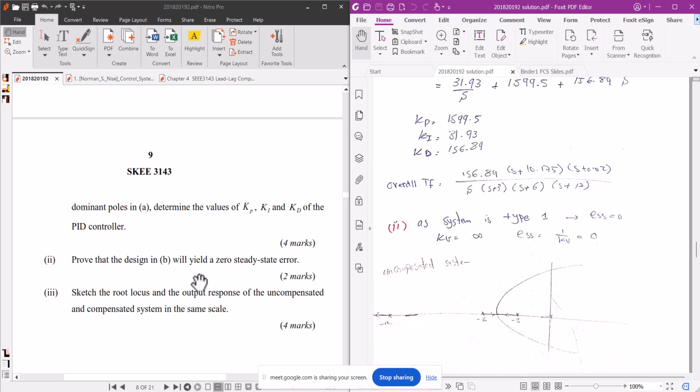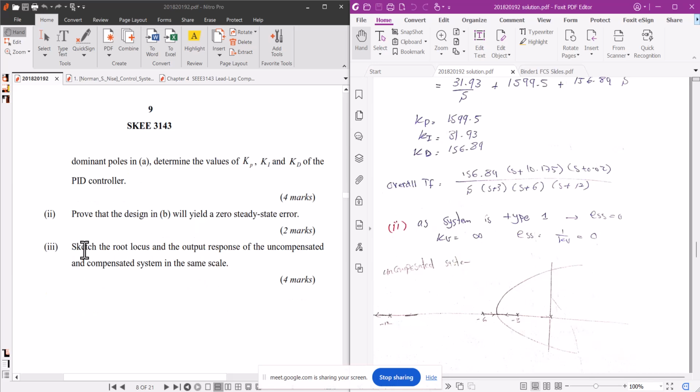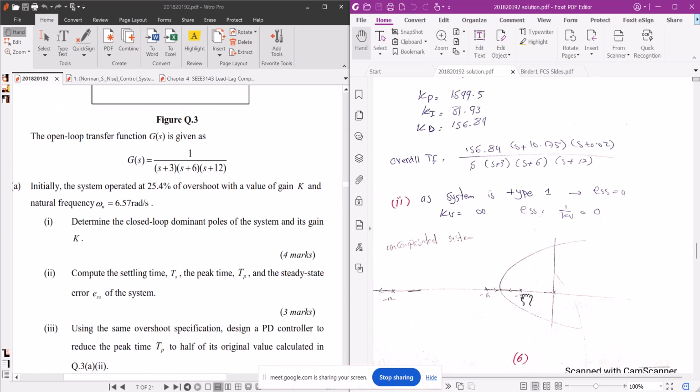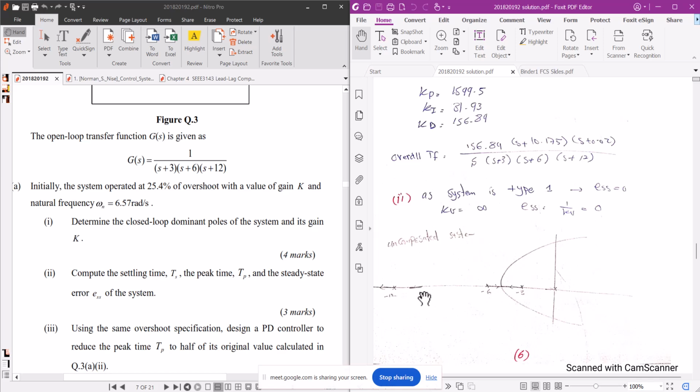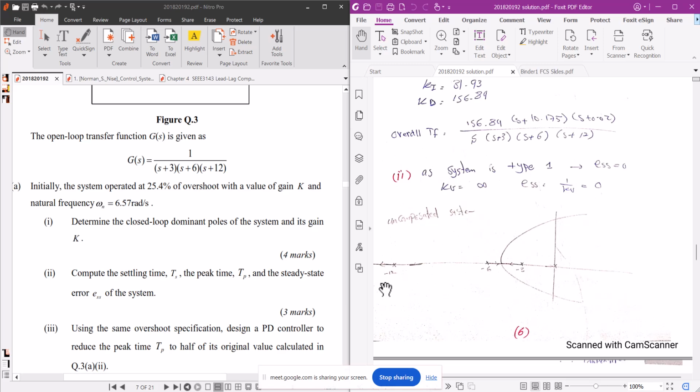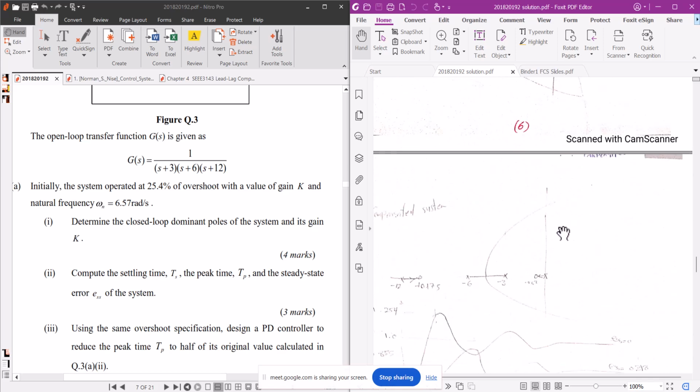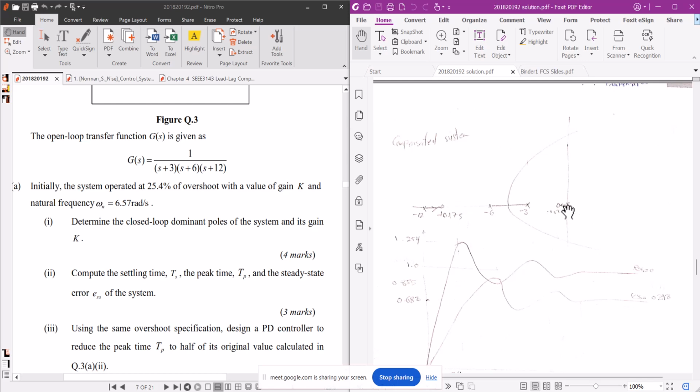So for a type 1 system, for step input, we have 0 steady state error. The third part is sketch the root locus and output response of the uncompensated and compensated systems. For the uncompensated system, you have 3 poles, -3, -6, -12. These are your asymptotes, and this one goes to infinity, terminating at the zero placed at infinity. But for the compensated system, we now have 4 poles at 0, -3, -6, -12, and 2 zeros, -10.175 and -0.02. So this pole will be terminated here.